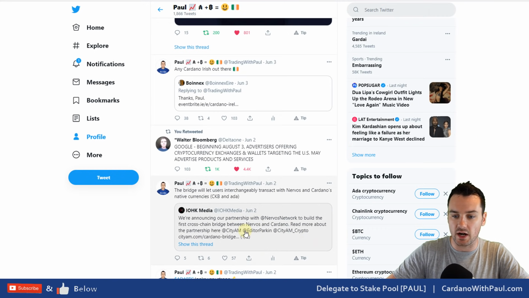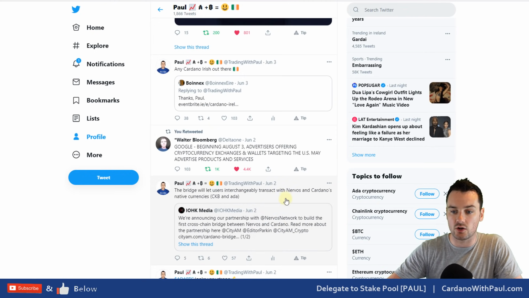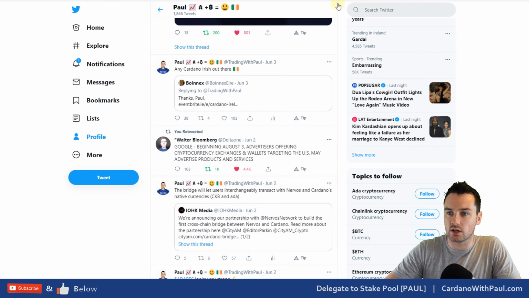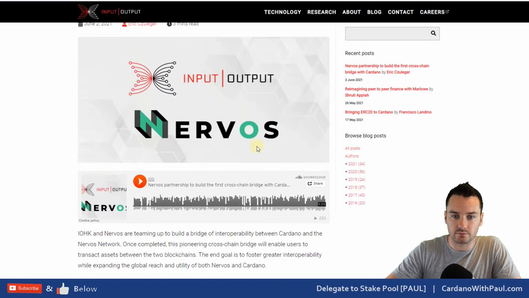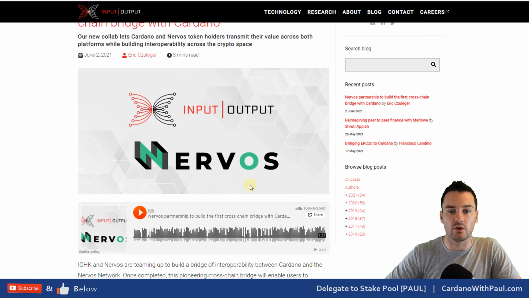So first up is the partnership, the cross-chain bridge between Nervos and Cardano that was announced a few days ago. If we take a look at the article here, you can see Nervos. I hadn't actually heard of them before this announcement came out, but when I started to look into them a bit more, they're all about interoperability across blockchains and building bridges so that you can use tokens across different blockchains. This is something I've mentioned a fair few times in the past now, that any token or any protocol that is cross-chain and gives interoperability is going to do very well going forward.